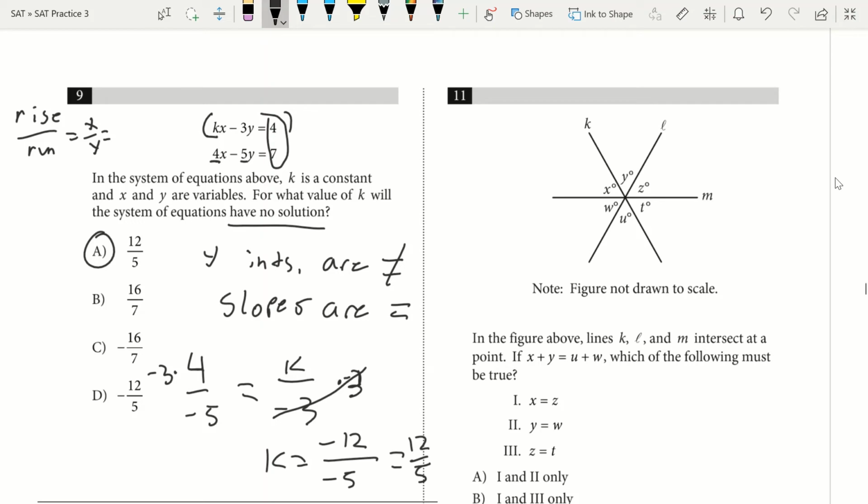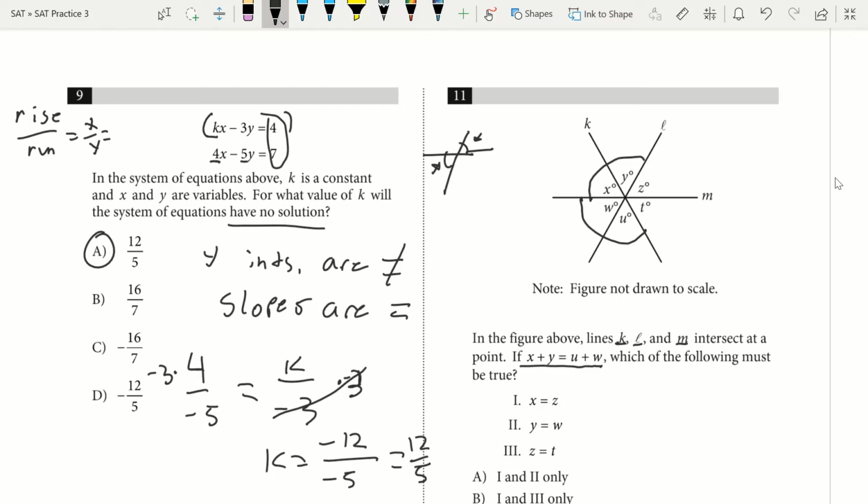Question 11. In the figure above, lines k, l, and m intersect at a point. If x plus y equals u plus w, which of the following must be true? Alright, well, we know that any angles that intersect like this are vertical angles, which will have the same measure, right? So this angle here and this angle here will have the same measure. And then we also are told that x plus y equals u plus w, right? So x plus y, we'll go ahead and mark it like that, and that will equal our u plus w.